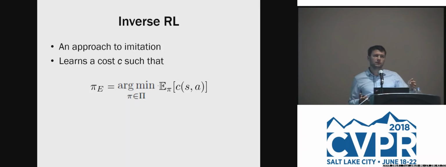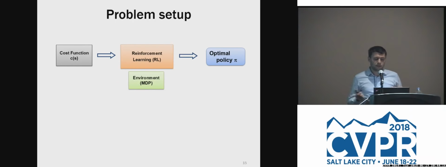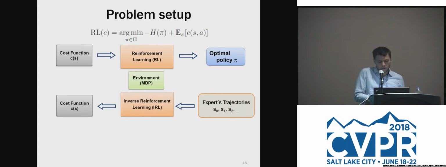We can think of reinforcement learning as trying to find a policy that minimizes some expected cost. So what we're going to try to do is find a cost function such that if you were to optimize for that, by finding the policy that minimizes the cost with respect to that cost function, then you would get back your expert policy pi e. So the setting is like this. We have reinforcement learning. That's an algorithm that takes as input an environment and a cost function. It produces an optimal policy. And then there is the inverse problem, where you start from some demonstrations given to you by an expert, and you try to come up with a cost function that can rationalize the behavior.